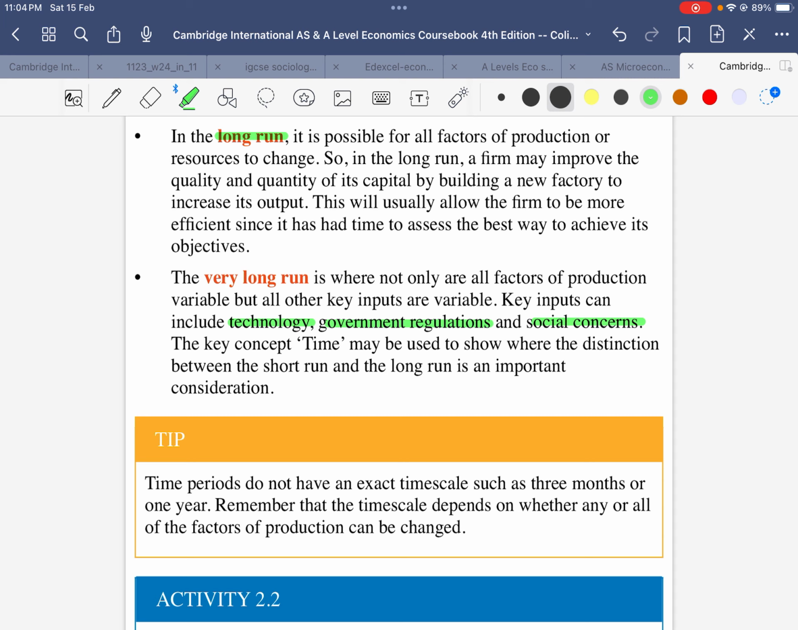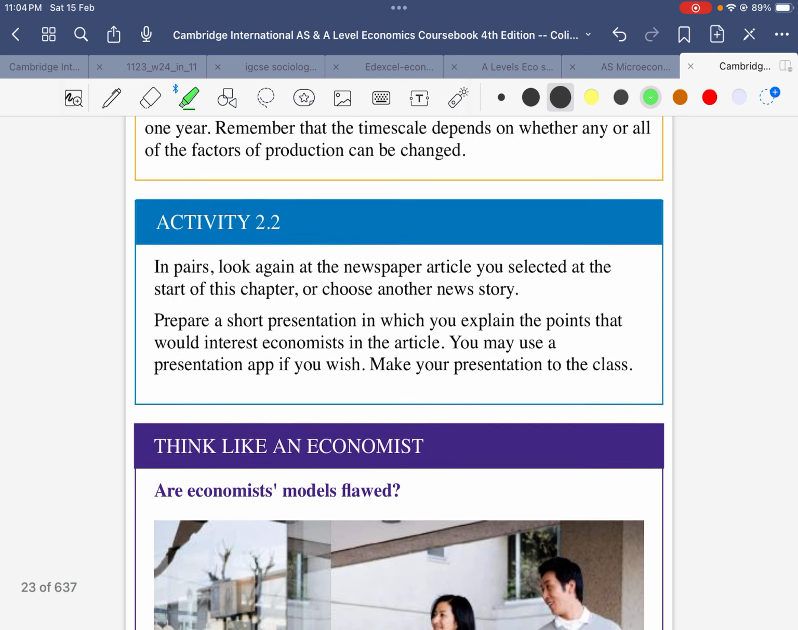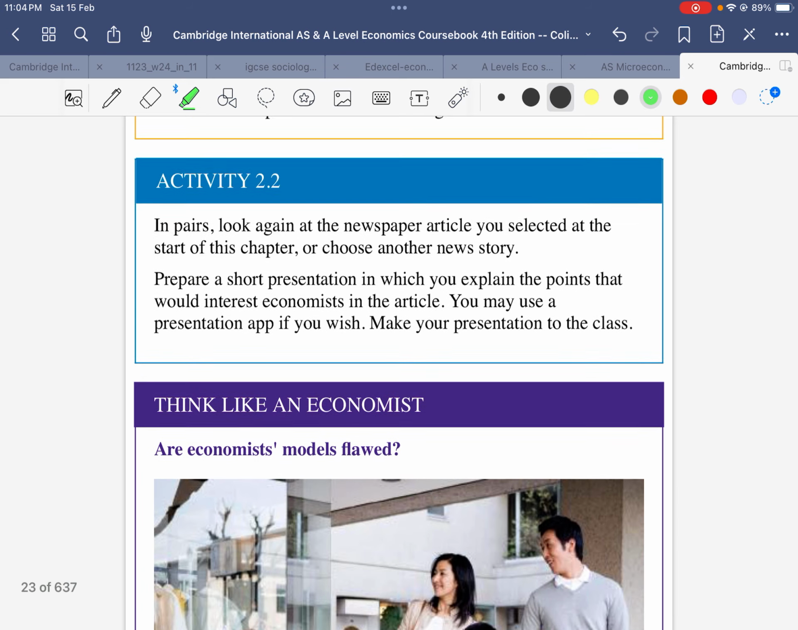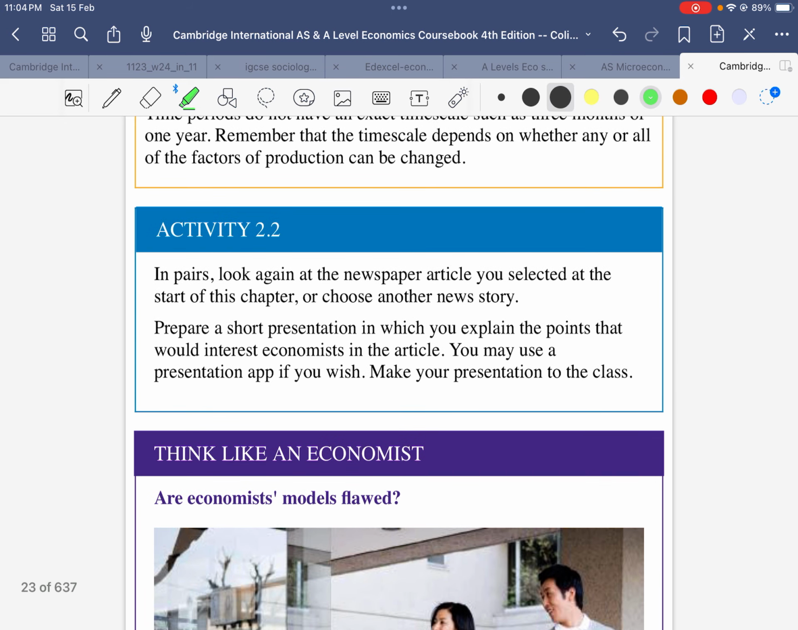For example, earlier, after the Industrial Revolution, nobody was concerned about pollution and people were not concerned a lot about environmental damage caused by the activities of manufacturing firms, right? But in the very long run, after many decades, people started showing concern for environmental protection and environmental sustainability. With this, we come to the end of topic 1.2.